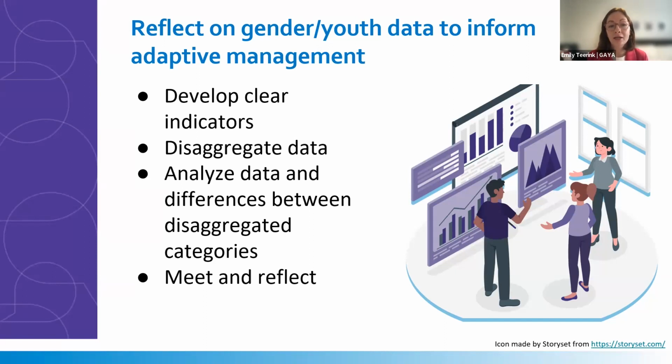Once indicators are selected and you begin collecting data, it is key to disaggregate data by gender, age, and other relevant factors, such as disability, caste, sexuality, location, ethnicity, and religion, and then to analyze differences between disaggregated categories to understand to what extent groups are being included and are experiencing the program's desired outcomes equitably.